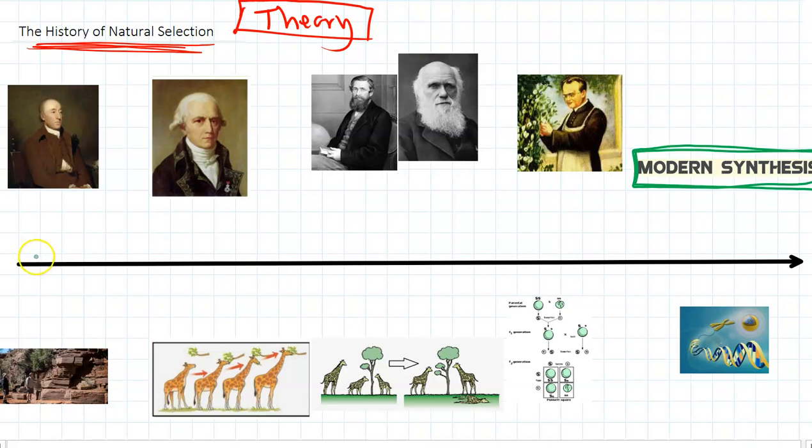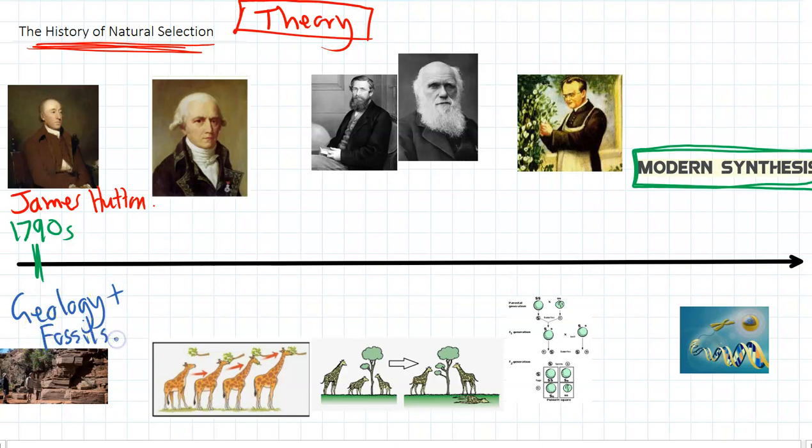Okay, so our story starts back in the 1790s, where there was a Scottish scientist called James Hutton. His big breakthroughs weren't actually in biology at all, they were in geology and fossils. So he came up with a lot of the ways we understand processes in the earth to happen, like the way rocks form, the way volcanoes work, the way tectonic plates move, and the fact that fossils get buried beneath layers of rock that's younger and younger as you get higher up.